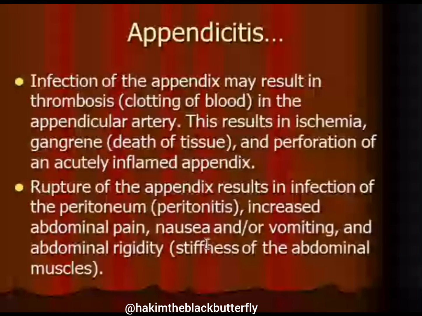A clot of blood may block the artery, and blood supply to the appendix is cut off. And when blood supply to the appendix is cut off, the appendix begins to die. That can also cause it to weaken and rupture. And when the appendix ruptures, its contents pour into the peritoneal cavity and cause infections there. And that can also be a problem.